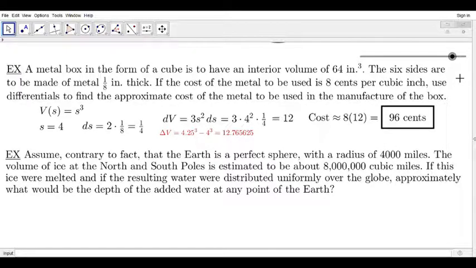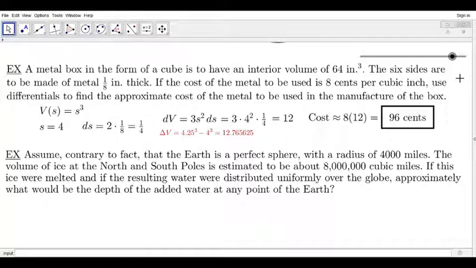Assume, contrary to fact, that the Earth is a perfect sphere with a radius of 4,000 miles. The volume of ice at the North and South poles is estimated to be about 8 million cubic miles. If this ice were melted, and if the resulting water were distributed uniformly over the globe, approximately what would be the depth of the added water at any point of the Earth?